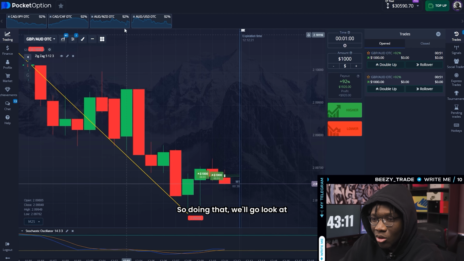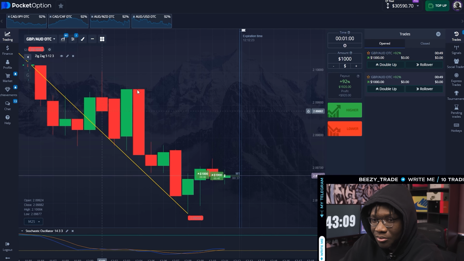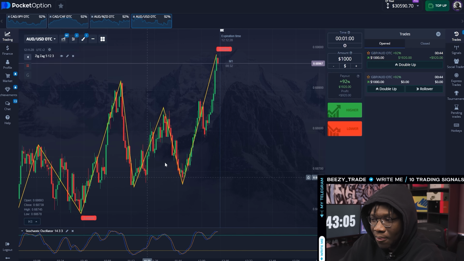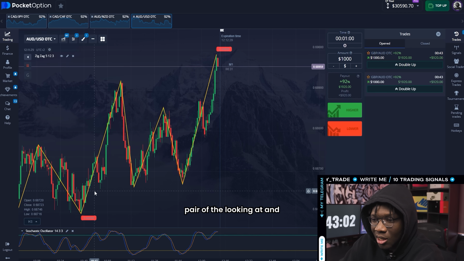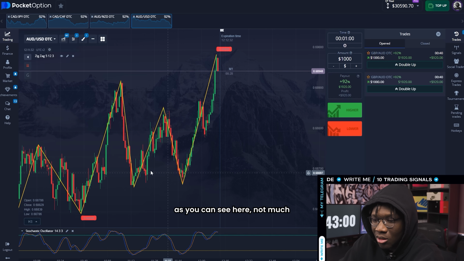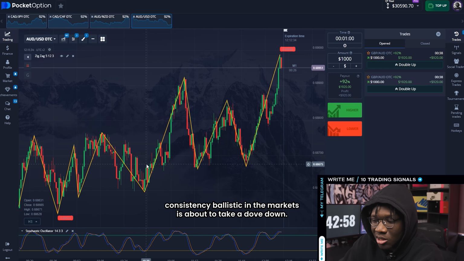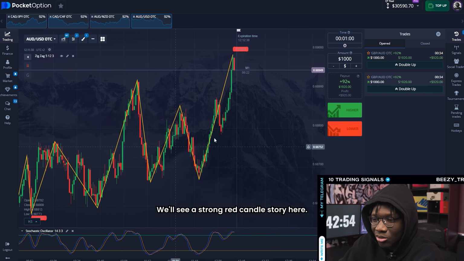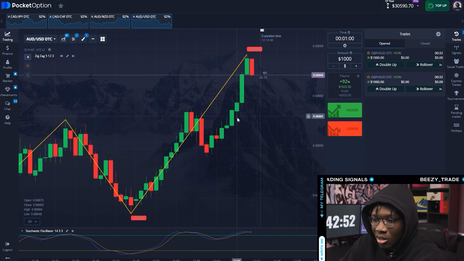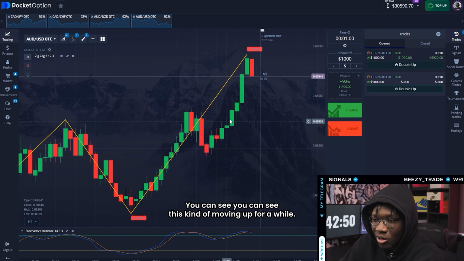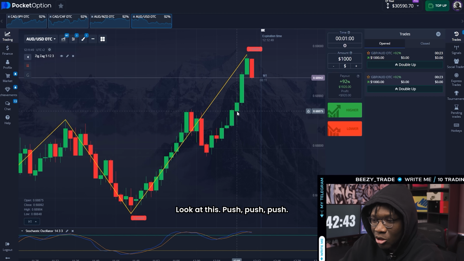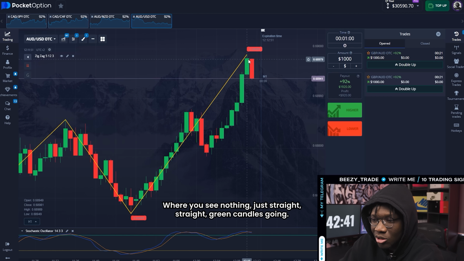So while doing that, we'll go look at Australian USD, another pair I've been looking at. As you can see here, not much consistency, but it's looking like the market is about to take a dive down. We can see a strong red candle starting here, and you can see this candle been moving up for a while. Now what I'm looking at is not only the candle, I'm looking at the wicks as well. Look at this push right here. We see nothing, just straight green candles.